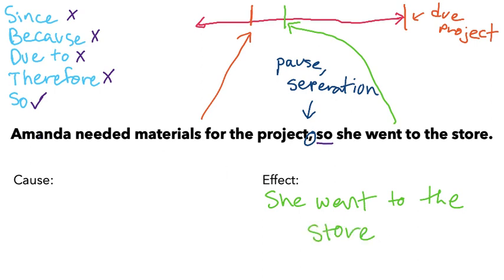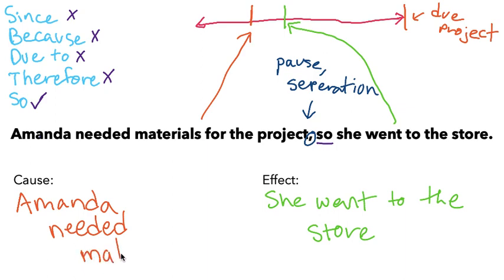Now, what is our cause? Our cause is Amanda needed materials. Amanda needed materials, so she went to the store. Let's go to the next one.